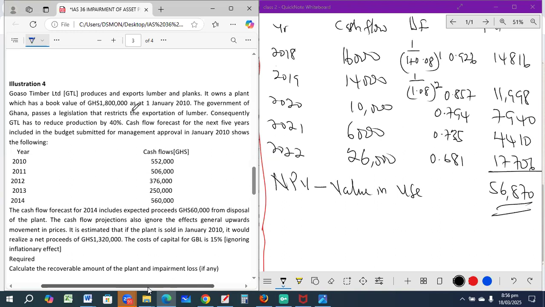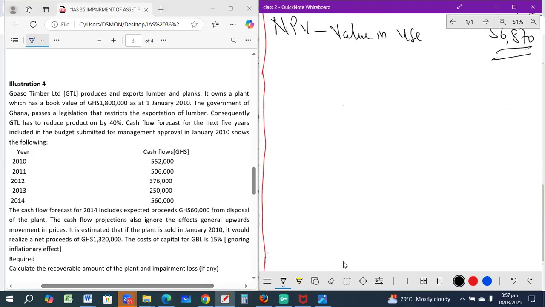So we need to calculate the value in use and compare it with the fair value less cost to sell to select the recoverable amount. And finally, we compare it with the current amount of what? 1.8 million. This question came for what? 5 marks. So at this point in time, everybody here can do something. Example number 4. This is our last question.